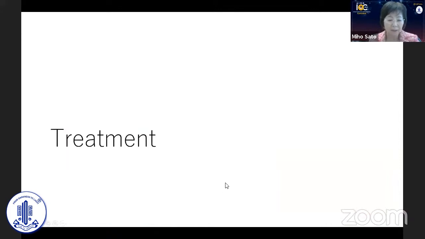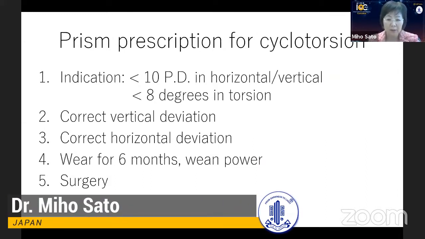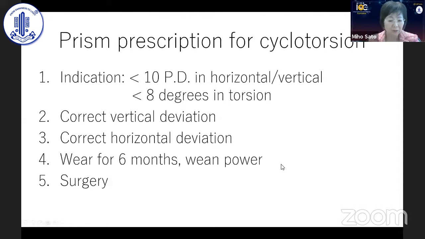How to treat this bilateral or unilateral acquired superior oblique palsy? Prisms do not correct the cyclotorsion, but when the amount of horizontal, vertical, and torsional deviation is small, we can still use the prisms. Correct vertical and horizontal deviation with prisms. Patients may fuse with small cyclotorsion. So we wait 6 months to allow for spontaneous recovery. But after 6 months, if the patient still has torsional diplopia, we go for surgery.